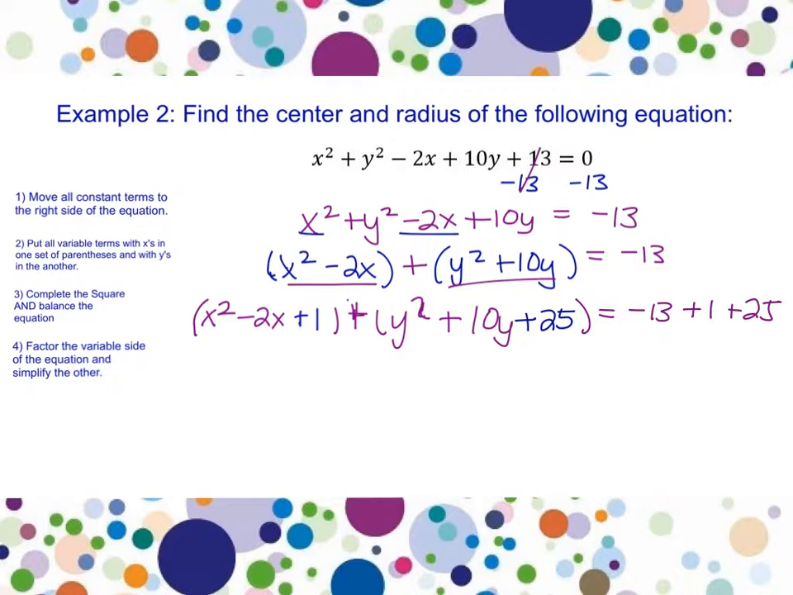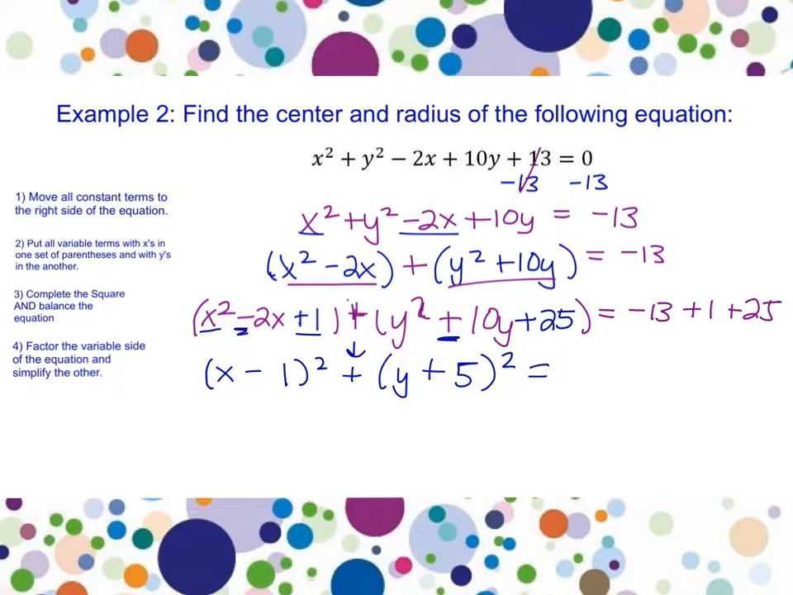All right, the last step is factoring and simplifying the equation. So I'm going to factor the x parentheses first. I take the square root of x squared, I take the square root of 1, and I take the sign in the middle. So I get (x minus 1) squared. I keep my plus sign. Then I'm going to take the square root of y squared, the square root of 25, keep my sign in the middle. I get (y plus 5) squared.